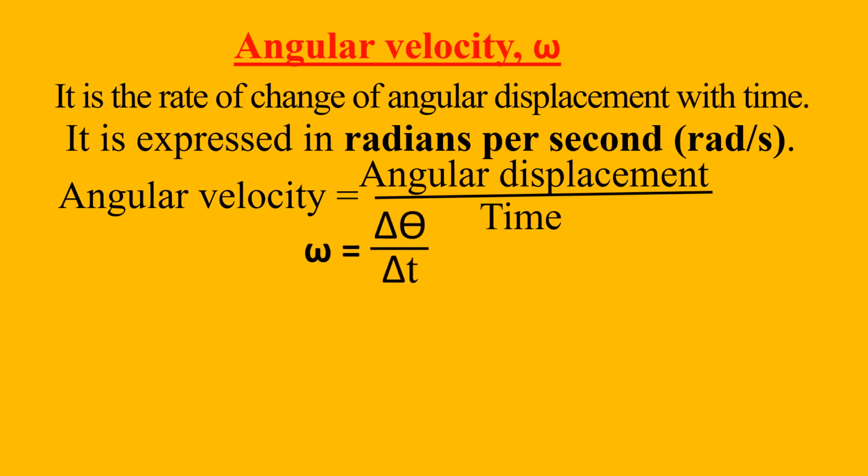The symbols are omega equals delta theta over delta t, meaning that angular velocity equals angular displacement divided by the time, or the change in angular displacement over change in time. Since we know that the change in angular displacement is equal to s over r, we can write omega as s over r t.